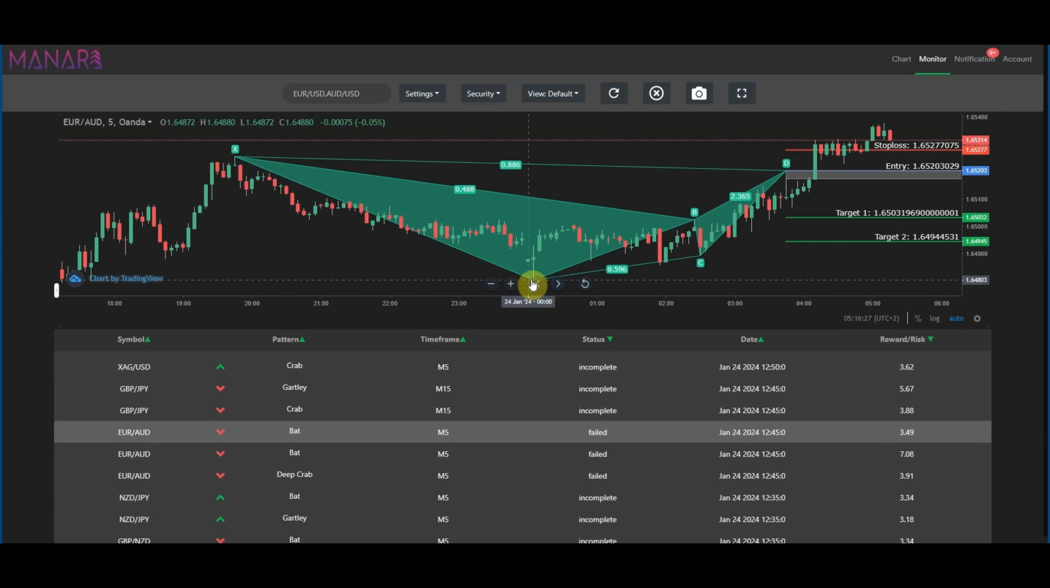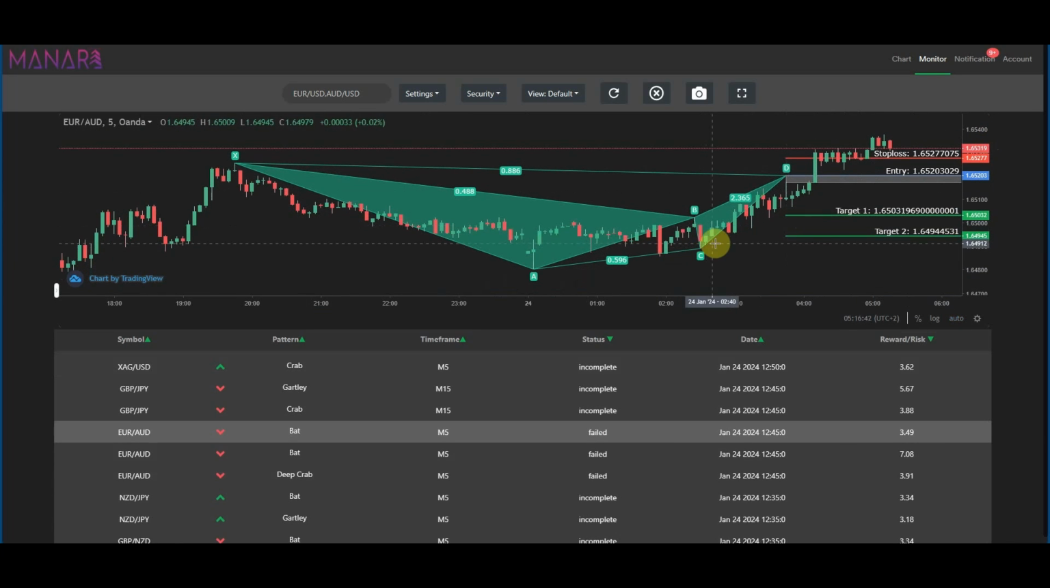This one has been A, B, C. If you had bought at the incomplete phase up to D, you'd be sitting very nicely once again, but it went straight through the entry into the stop. It's hovering around there. So again, another failed setup, but the incomplete pattern, if you bought from C to D, that would have been quite a good setup.